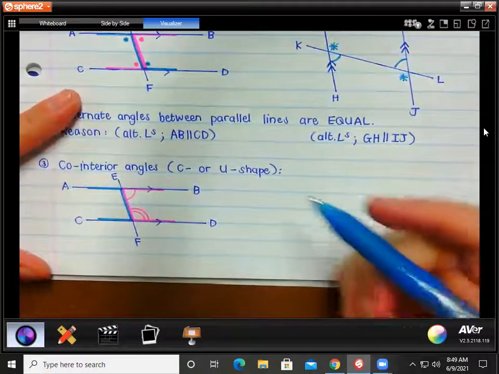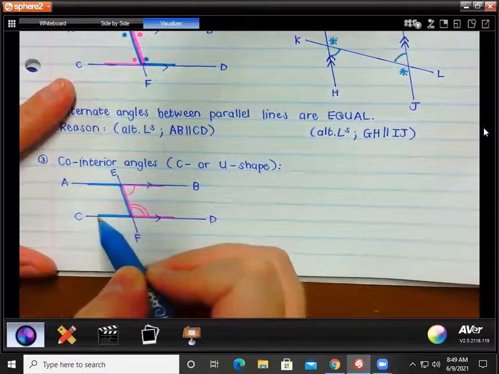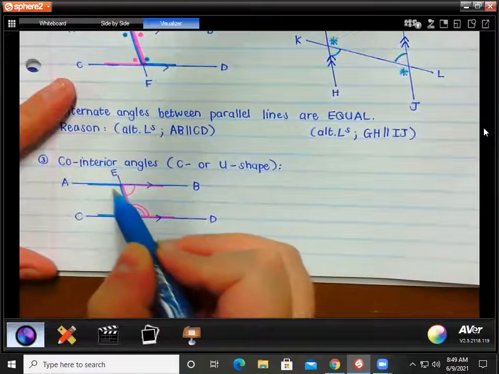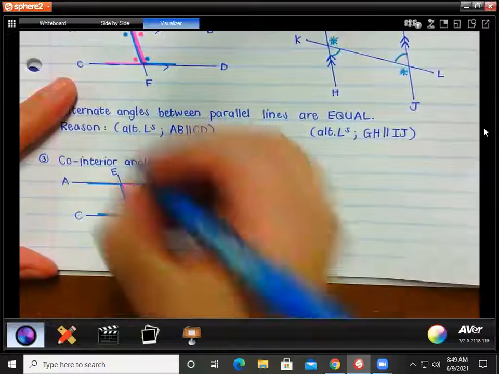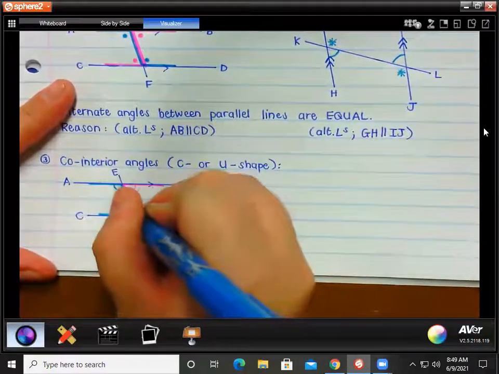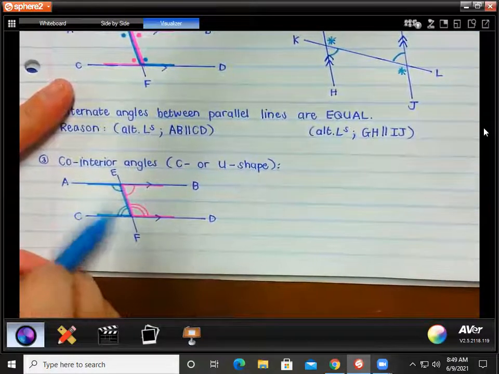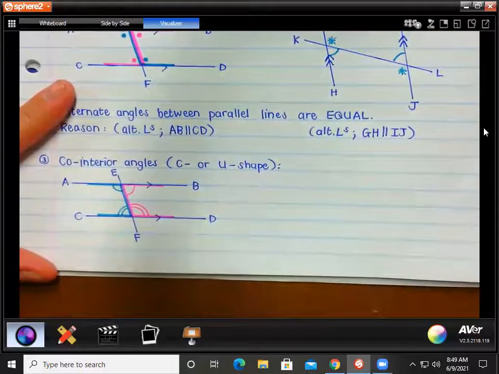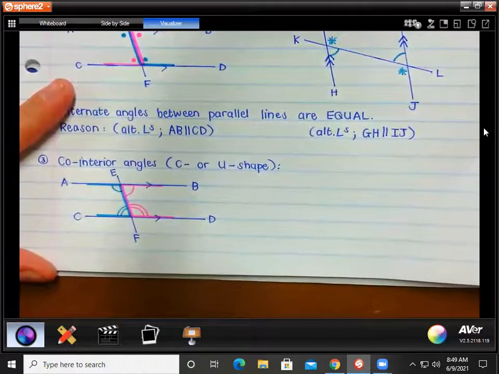Okay, cool. All right, so here we have that C shape, and now again, co-interior angles. So the two angles on the inside of the C shape. I'm going to use the same notation, but it's fine because we're in a different color now. Those two angles are not equal to each other, but if we add them together, they will be equal to 180. So let's write that down.